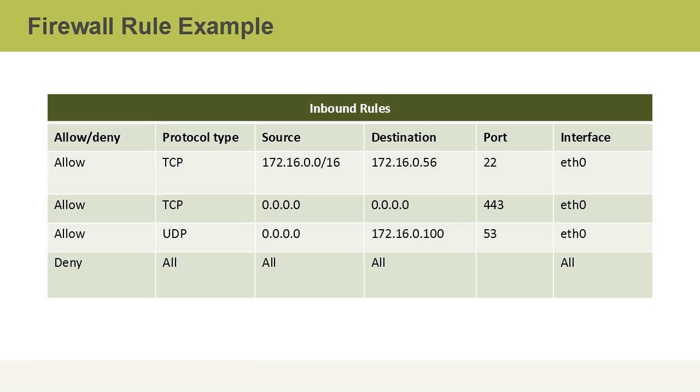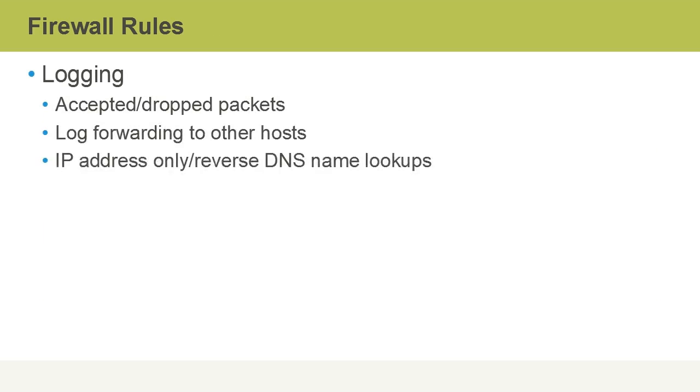Now we can also see the second example allows TCP traffic from all sources to all destinations as long as the port number is 443, so HTTPS secured web traffic. And that again is tied to interface ETH0. Our third rule allows UDP traffic from any source to a specific destination going to port 53. Now if you recall, DNS client queries are sent to UDP port 53 on the DNS server. So this is allowing DNS server queries from clients to reach host 172.16.0.100.